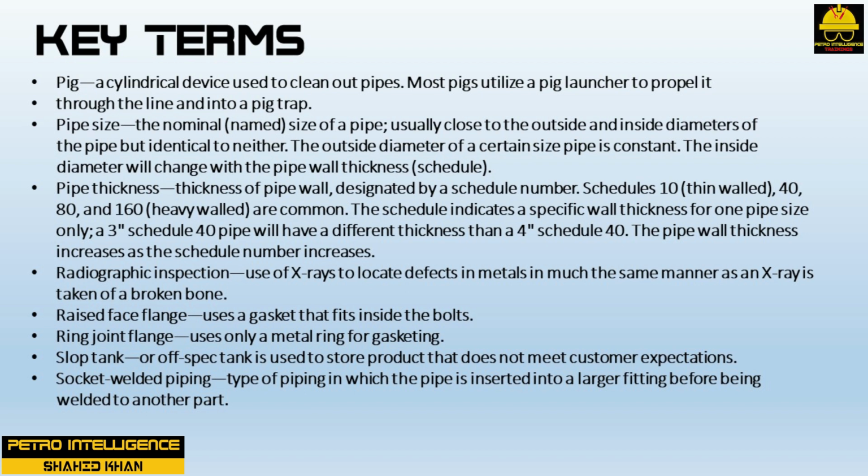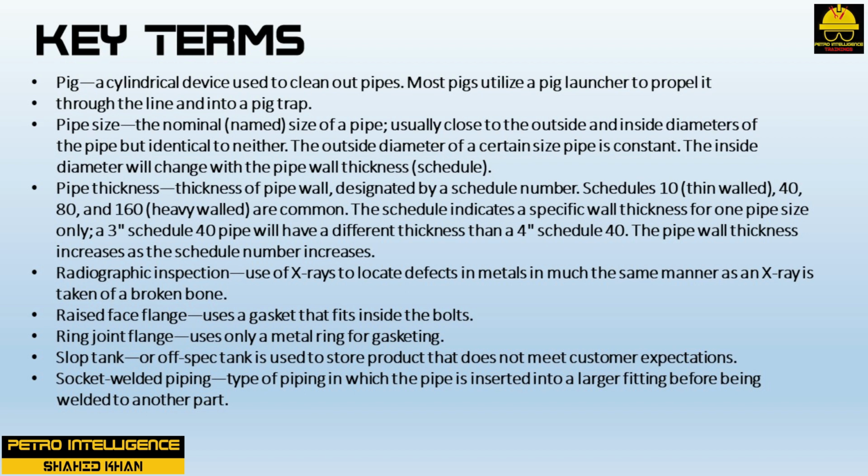The schedule indicates a specific wall thickness for one pipe size only. A 3-inch Schedule 40 pipe will have a different thickness than a 4-inch Schedule 40. The pipe wall thickness increases as the schedule number increases. Radiographic inspection is the use of X-rays to locate defects in metals in much the same manner as an X-ray is taken of a broken bone.